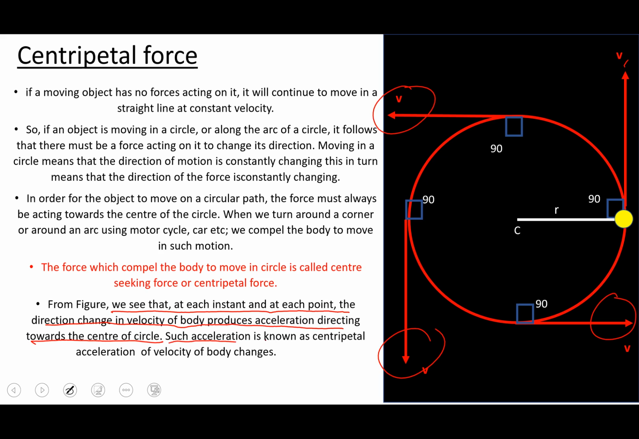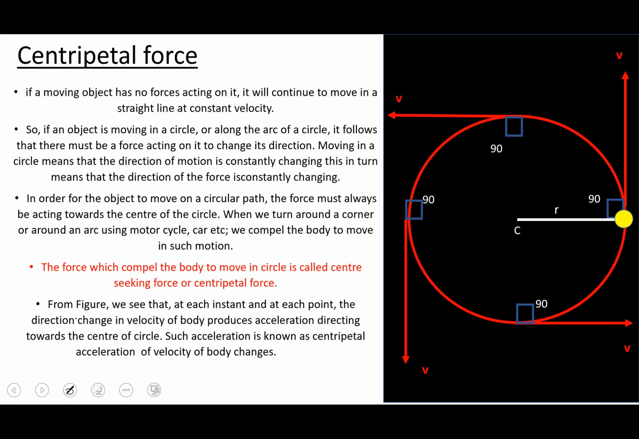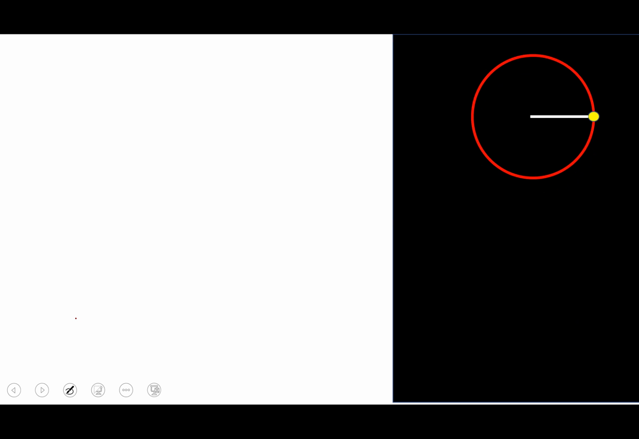Such an acceleration is known as centripetal acceleration. That means whenever there is a change in velocity with respect to time, we are compelled to say that there is an acceleration. And over here, such type of acceleration, which is in a circular motion, is known as centripetal acceleration. Now let us define and derive how the centripetal acceleration actually works.